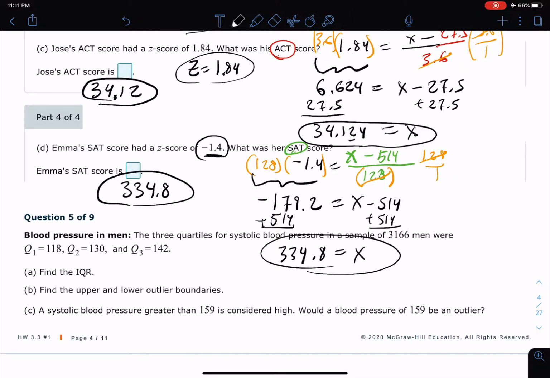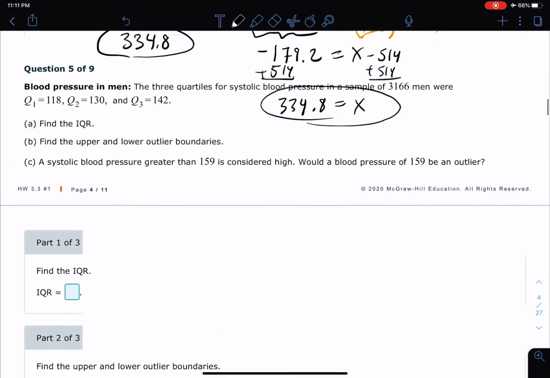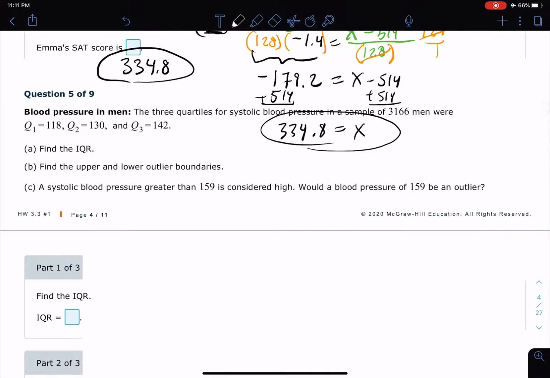All right, moving on. Moving on to the next problem, number 5 of 9. Blood pressure. My blood pressure is going up right now, I think. It says the 3 quartiles for systolic blood pressure in a sample of 3,165 men were shown below.